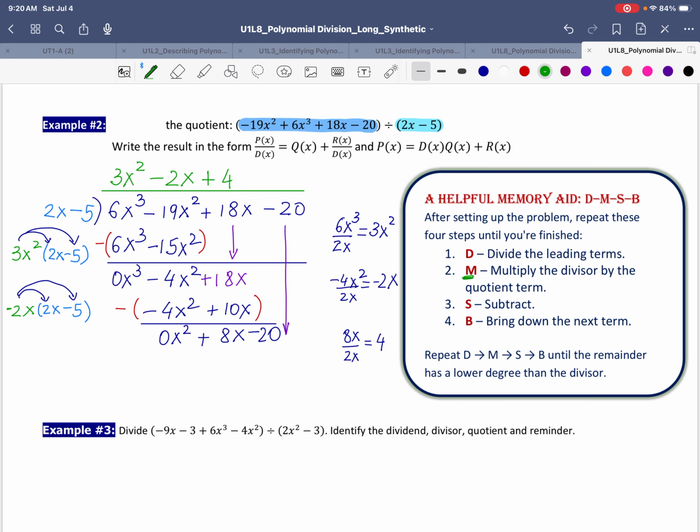We multiply 4 by the divisor again, 2x minus 5. We multiply 4 by 2x, we get 8x. We multiply 4 by negative 5, negative 20, and we subtract again. 8x minus 8x is 0x. Negative 20 minus negative 20 is 0. So that tells us that the remainder is equal to 0.